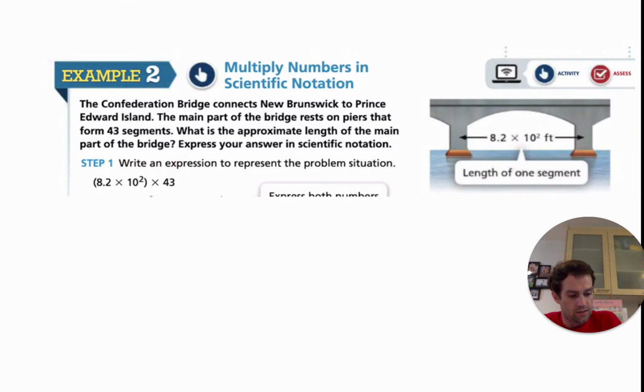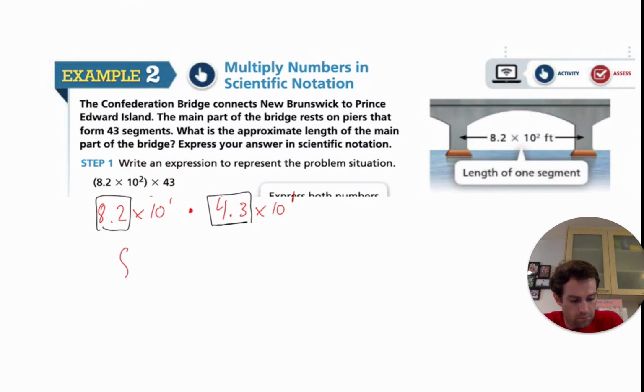So we can change this value into scientific notation. So we can have 8.2 times 10 to the power of 1 times 4.3 times 10 to the power of 1. So we've expressed both of these values in scientific notation. Now we can rewrite this. We can multiply these A values together.